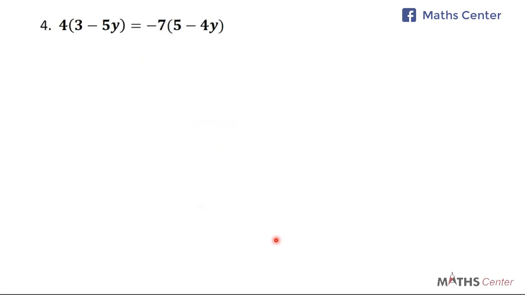Let's consider the next example. We have 4 into bracket 3 minus 5y is equal to minus 7 into bracket 5 minus 4y. So once again, you open the brackets. So you use the term outside to multiply the term inside. So 4 times 3 will give us 12. 4 times minus 5y will give us minus 20y. We have our equal to sign.